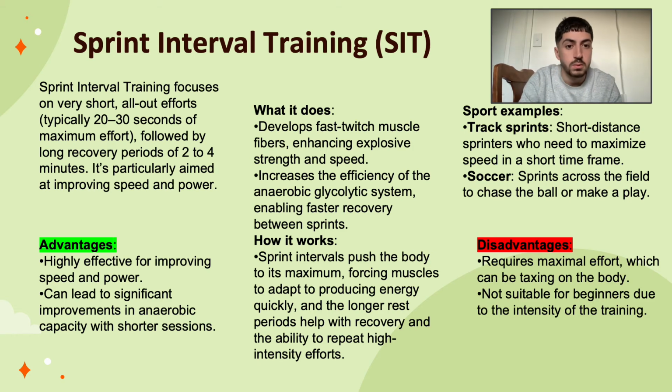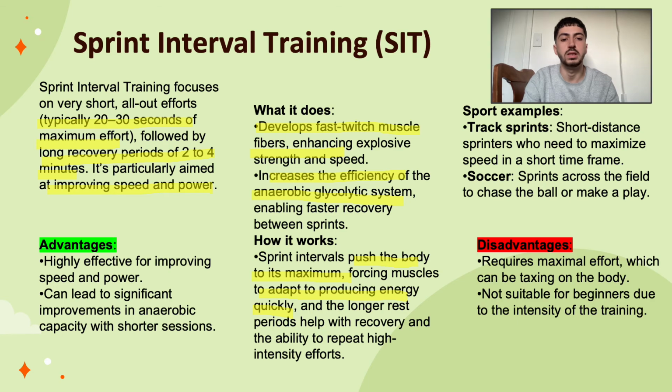So a few things that I will highlight for you guys to remember is, as I mentioned, it's typically 20 to 30 seconds of maximum effort, followed by those longer recovery periods of 2 to 4 minutes. It's particularly aimed at improving speed and power. So it develops fast twitch muscle fibers and increases the efficiency of the anaerobic glycolytic system. How it works: it pushes the body to its maximum, forcing those muscles to adapt to producing energy quickly.